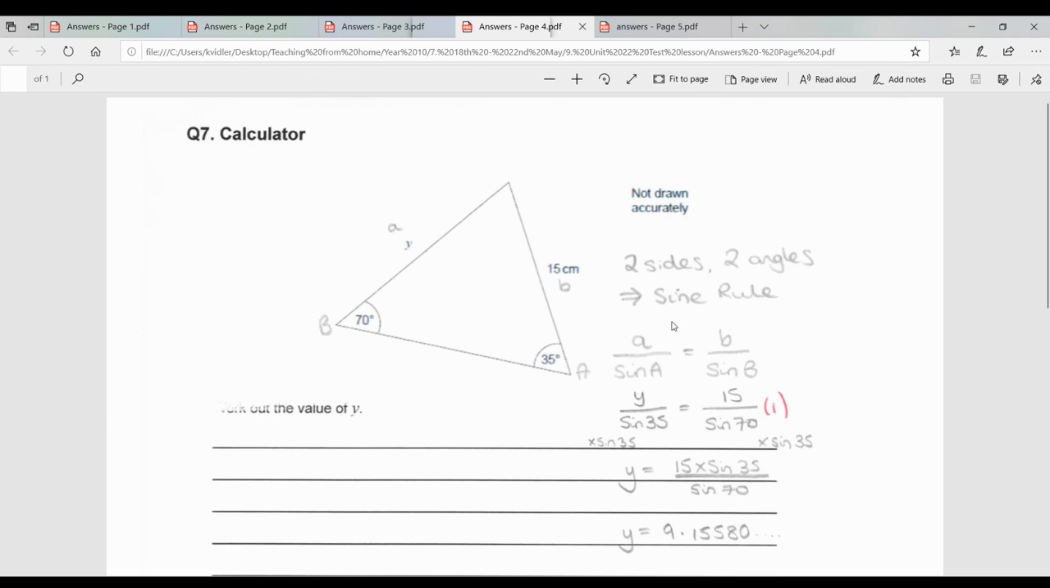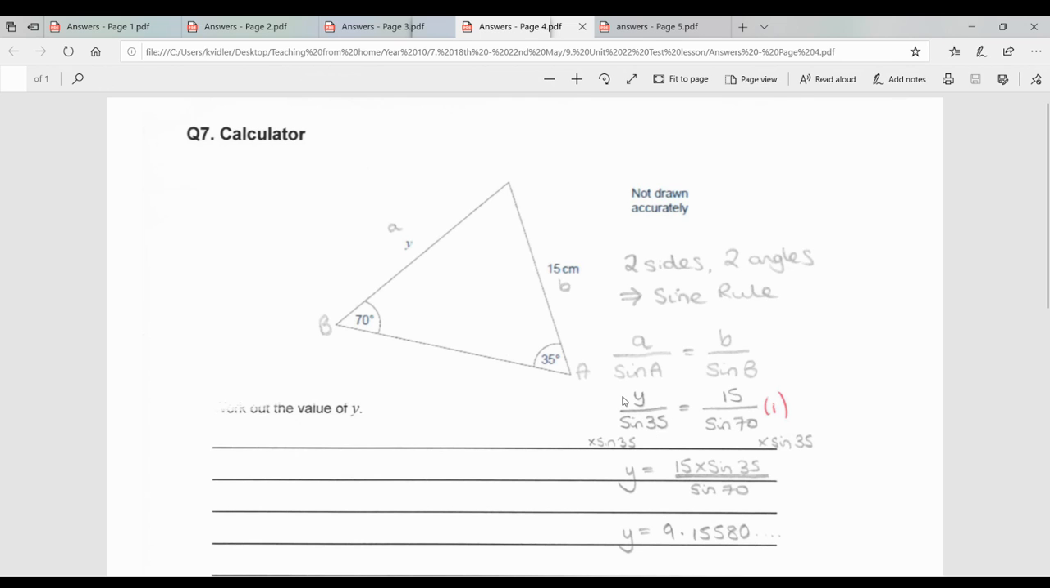Your standard sine rule formula then, a over sine A equals b over sine B equals c over sine C, if you wanted that one, but it's always pretty much the useless one. We then need to fill it in correctly, so we've got y over sine 35 equals 15 over sine 70 for the first mark. Okay, that can be the other way around, so you can have 15 over sine 70 equals y over sine 35, it's the same thing.